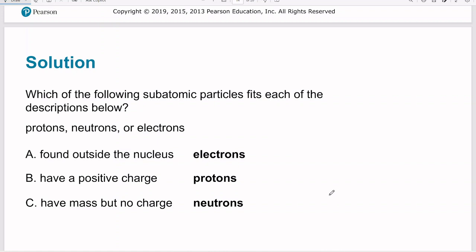In the next section, we'll talk about atomic mass and atomic number.